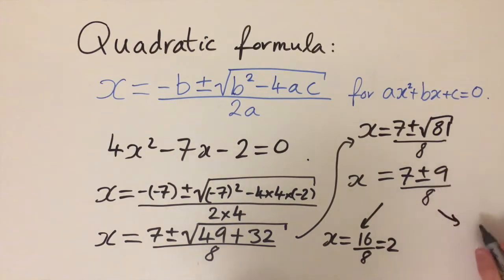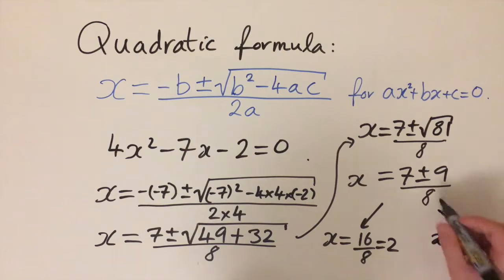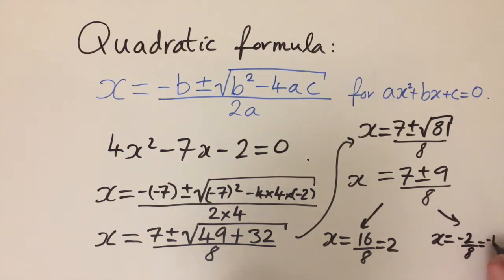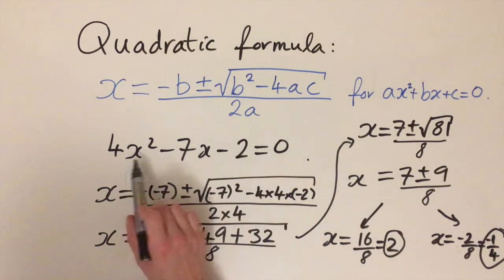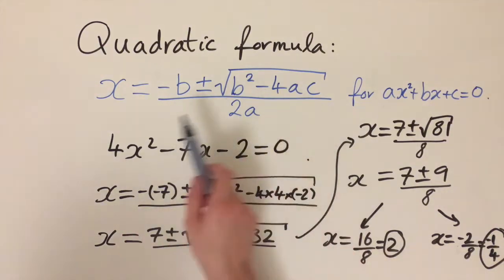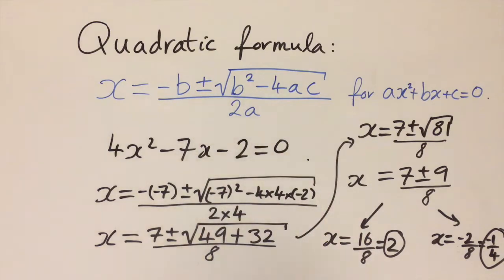And if we look at the negative version, this gives us the second solution, which is 7 minus 9. So I'll just write this down as minus 2 over 8, which is minus 1 over 4. So this is the first solution, this is the second solution, 2 and minus a quarter, and these are both the solutions to this quadratic equation. And we found them just by using the quadratic formula.